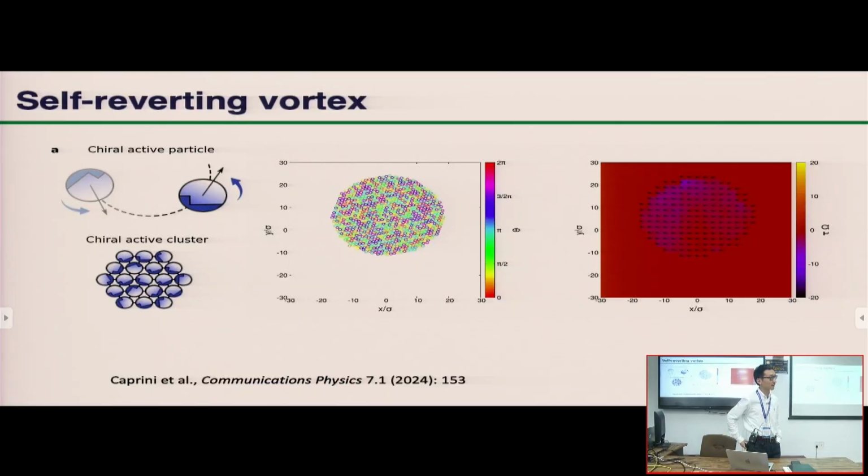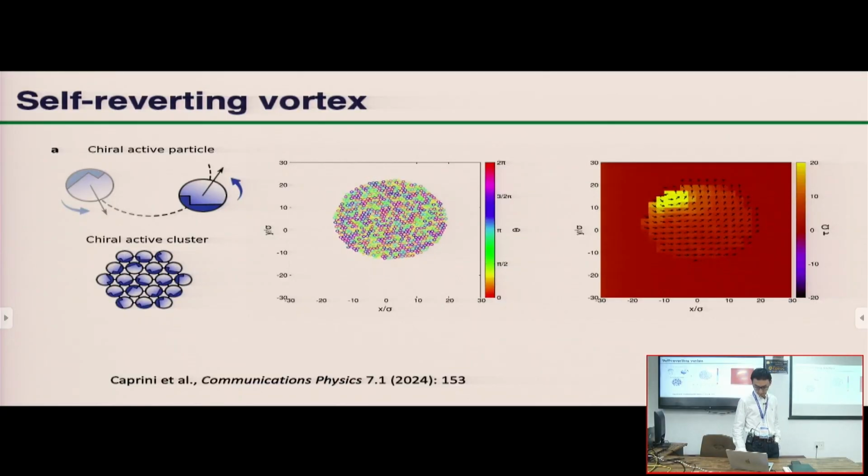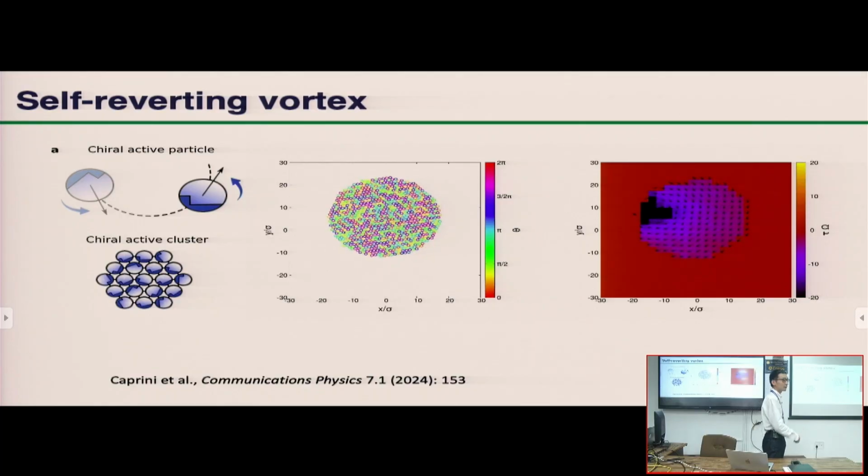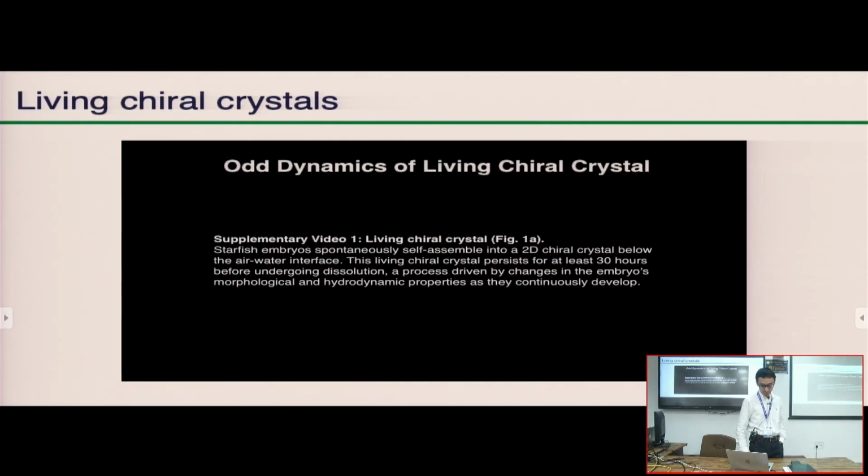So that's quite interesting. Of course, this is not just a theoretical construct. If you look into biology, this is a starfish embryo that's allowed to develop in a petri dish. What happens in this case is these spontaneously self-assemble into a chiral crystal, and it spins, and it's quite persistent over, I think, more than 20 hours or something like that.